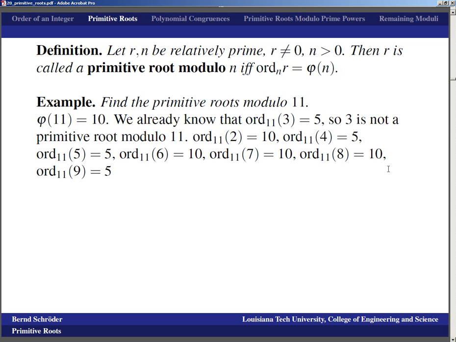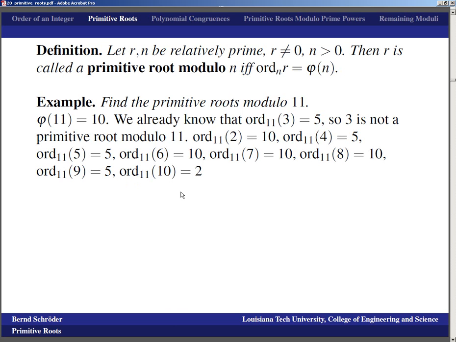The order of 9 is 5, and that comes from the 3, right? Because if 3 to the 5th is 1, then 9 to the 5th also is 1, and the only other one it could be would be 2, and 9 squared is 81, which is not 1 modulo 11. And the order of 10 actually is 2, and that's because 10 times 10 is 100, which is 1 modulo 11.